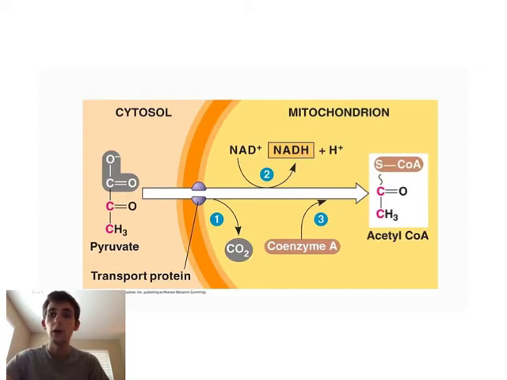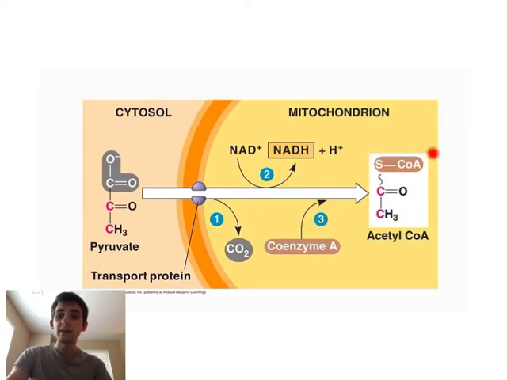We're also going to be reducing NAD plus to NADH, so it's picking up an electron to carry. And we're adding in what's called a coenzyme. This specific coenzyme is coenzyme A. Coenzyme A comes into the pyruvate and forms a molecule known as acetyl-CoA.